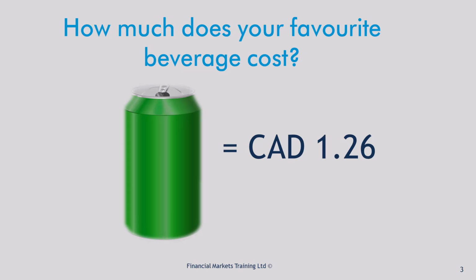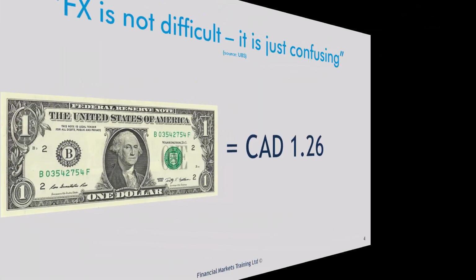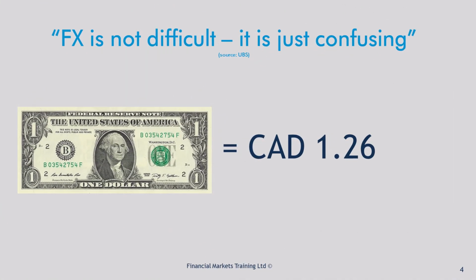Imagine you were in Canada and needed a can of your favourite beverage. How might you express this price? Perhaps we could say that the can costs you $1 CAD and 26 cents. But suppose that instead of a beverage I asked you the Canadian dollar cost of $1. I bet that your brain has just experienced a mini short circuit. Somehow the price of a tangible commodity is easy to understand, but an intangible, such as another currency, less so. Some former training colleagues from UBS had a wonderful saying: foreign exchange is not difficult, it's just confusing.